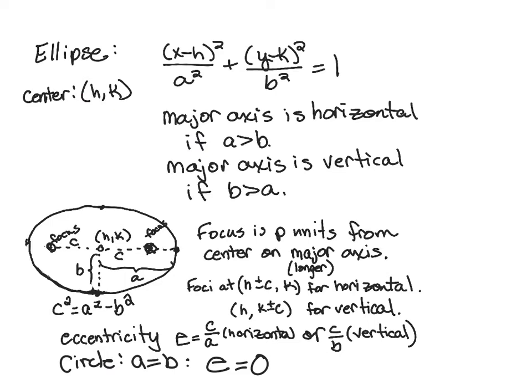You plot the center, and in the x direction, you count out a. Remember, this number is a squared. So you take the square root of whatever that number is, and you go over a and backwards a. And then in the y direction, you go up and down b units. Down b, up b. And then when you connect those dots, you get this shape of an ellipse.